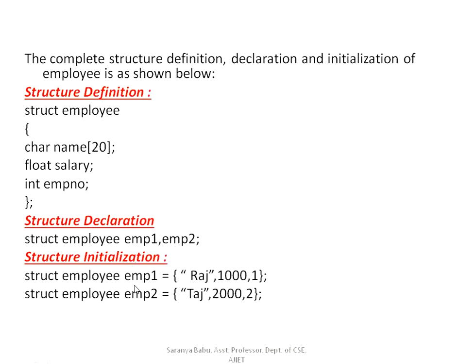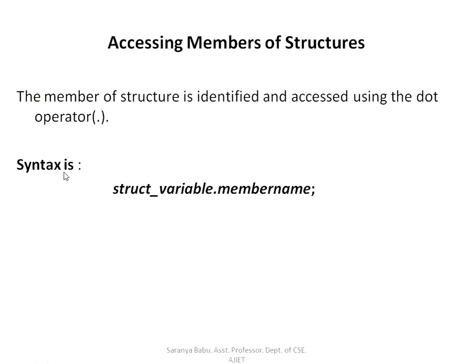Suppose I want to find out the salary of emp1, how should I use it? What is the variable name? emp1 dot, which member do I want to access? I want to know the salary, right? emp1 dot salary. Clear? That is going to give me the value 1000. The struct variable is emp1, and his salary is stored in the member salary. Clear?